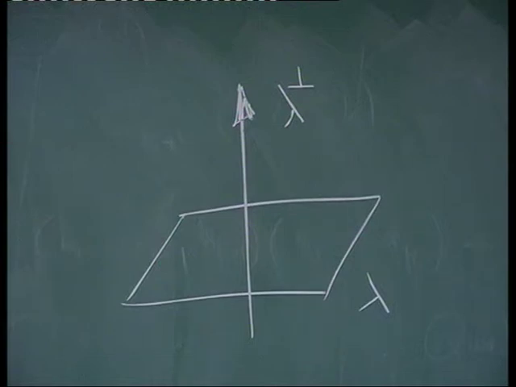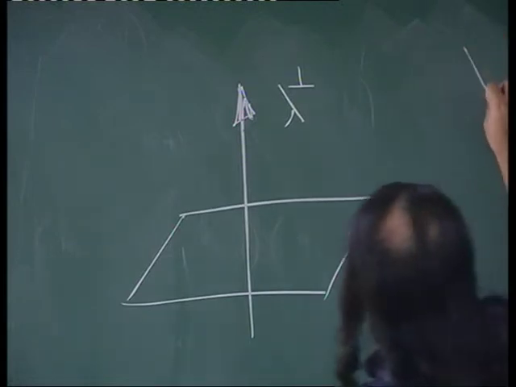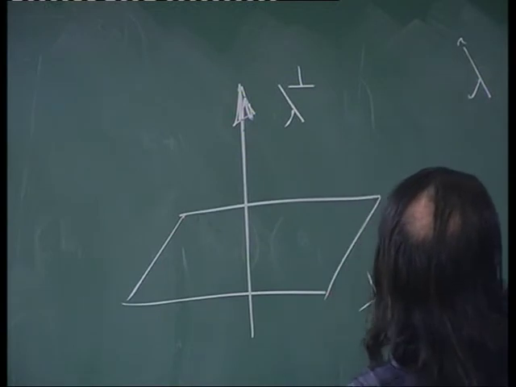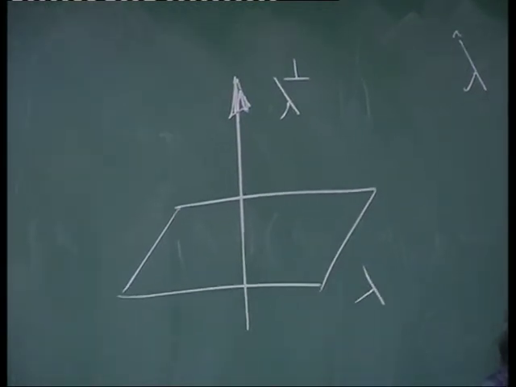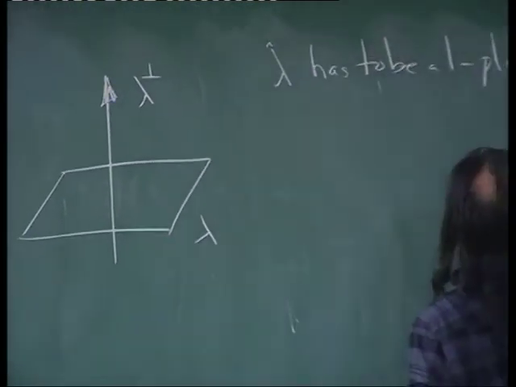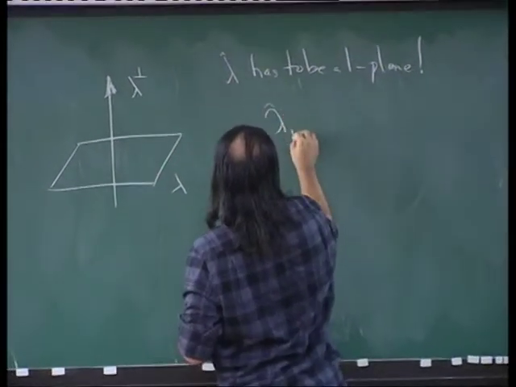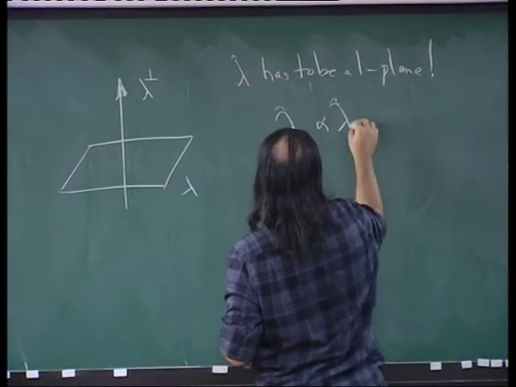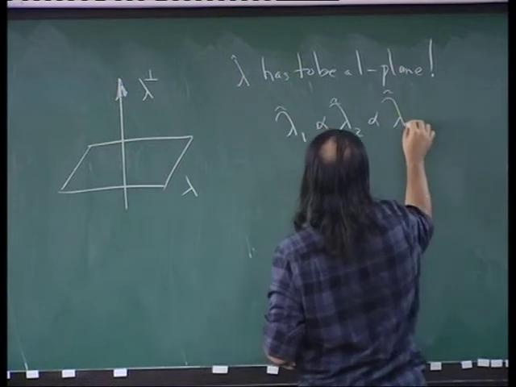The two-plane lambda tilde cannot be a generic two-plane. If it was a generic two-plane, it would be two-dimensional. The two-plane lambda tilde has got to have degenerated and collapsed to a one-dimensional plane. So lambda tilde has to actually be a one-plane in this case. That means that lambda tilde 1 has got to be proportional to lambda tilde 2, has got to be proportional to lambda tilde 3.